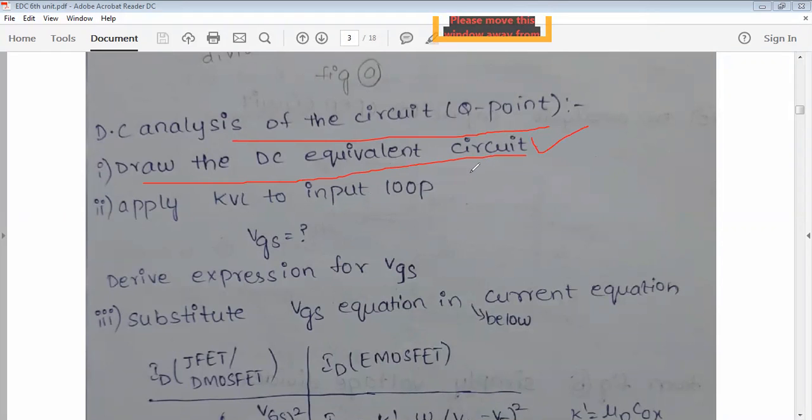Then after that, simplify the gate terminal network. If it is a voltage divider bias, apply V Thevenin and R Thevenin, and again simplify the gate terminal network. Then after that, apply KVL to the input loop. After applying KVL to the input loop, there are two unknown quantities: one is VGS and the second one is ID.